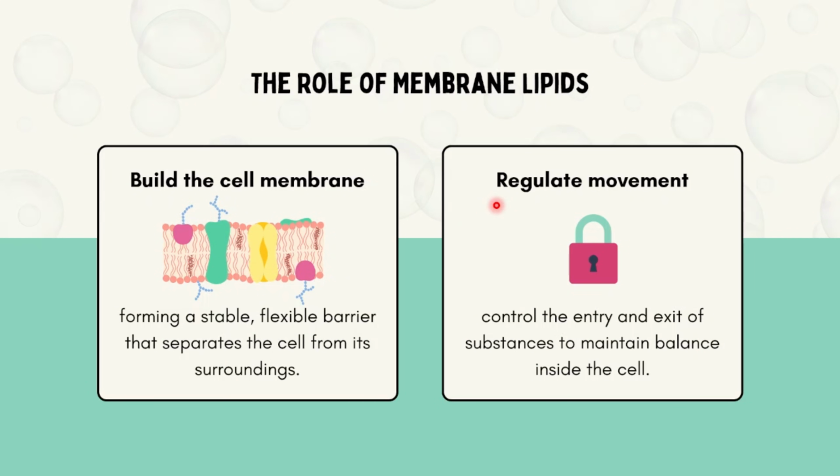The major role of membrane lipids is building the cell membrane, because they tend to form a stable and flexible barrier that separates the cell from its surroundings, and they also regulate the movement of substances into and out of the cell.